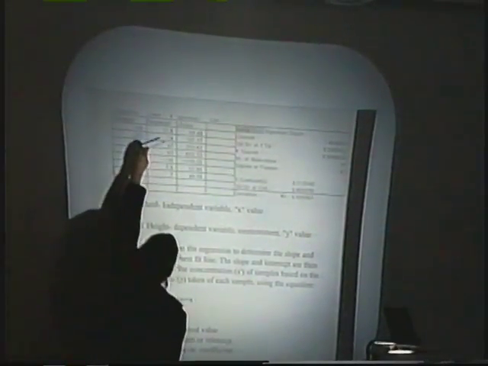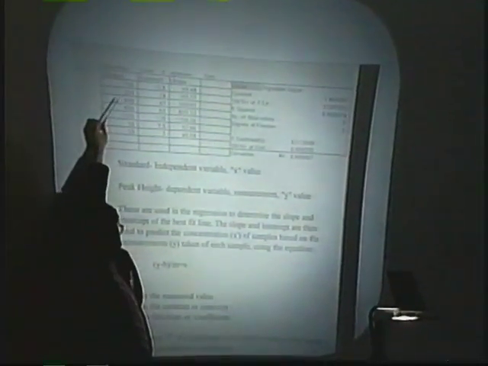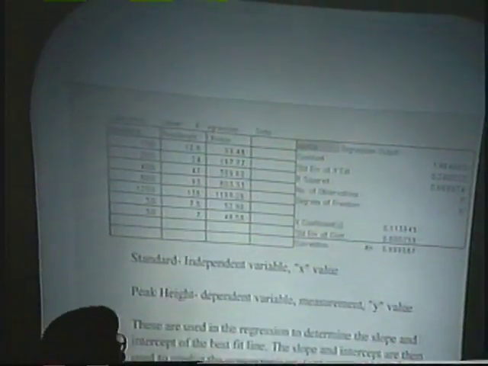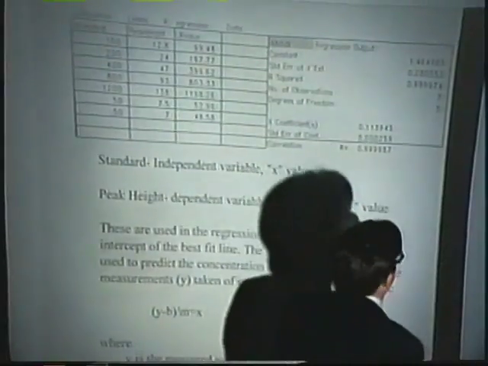We basically have measured our standards and our peak heights. And we look at the standard as the independent variable x in the relationship. The peak height is the dependent variable, the measured quantity in the relationship. And from that, we take this through regression.